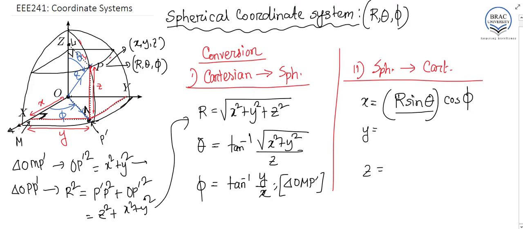Instead of taking the cos phi component, if we took the sine phi component, we would get the component of OP prime along the y-axis, and that will be the y coordinate that we're intending to get. So r sine theta sine phi would be the y coordinate. And in the beginning, instead of taking r sine theta, if you took r cos theta, you would just project r onto the z-axis, and that would give you the z coordinate. So r cos theta will give you the z coordinate of it.